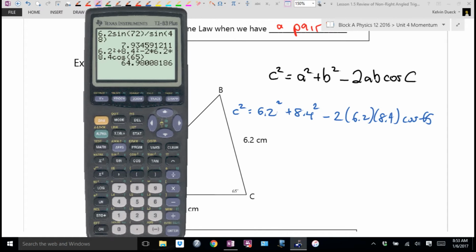By the way, the cosine law is what you're going to use to solve about 90% of our collisions at angles. This is going to end up being a cosine law question.